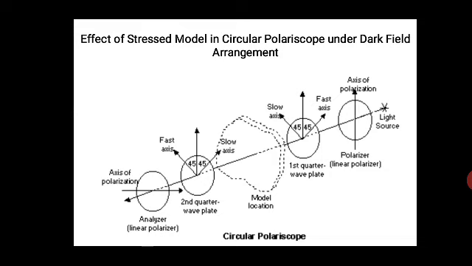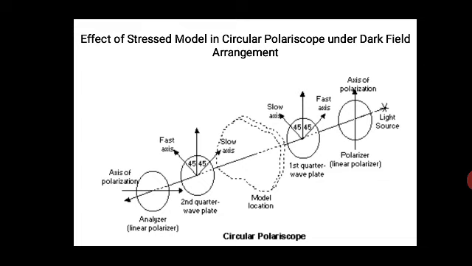The fast and slow axes of the quarter wave plates are marked respectively as fast axis and slow axis. Similarly, a second quarter wave plate is introduced after the model and it is always kept crossed with respect to the first quarter wave plate. The second quarter wave plate is placed always in cross section with the first quarter wave plate.